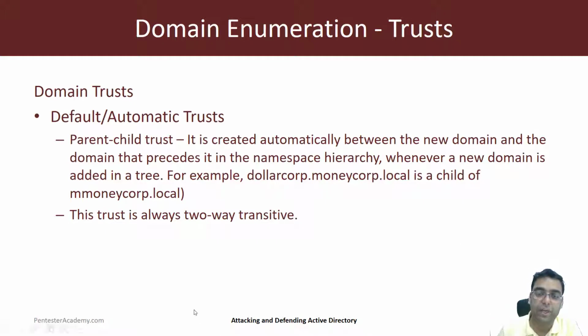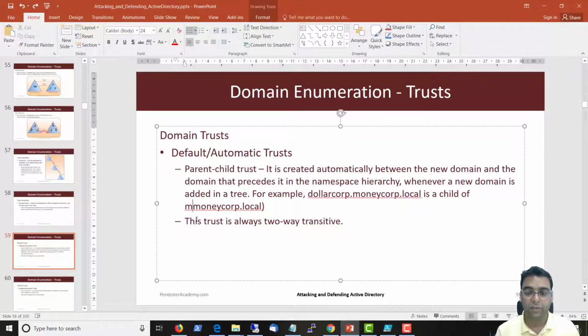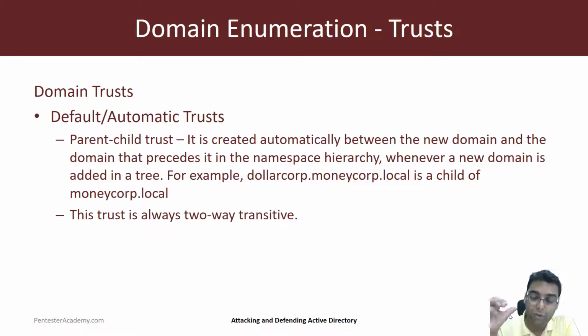For example, in our lab, corp.moneycorp.local is a child of moneycorp.local, which means that there is an automatic bidirectional transitive trust between these two domains.